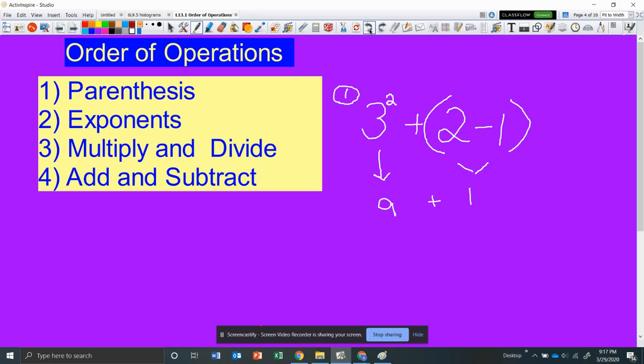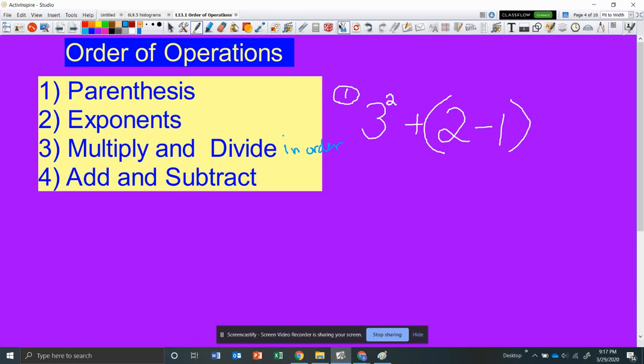Then we have to multiply and divide. Now, sometimes problems will have just multiplication or just division, and sometimes those will come in various orders. But in multiplication and division, they kind of act as one step. So you have to do these in the order that they come in the problem, okay?